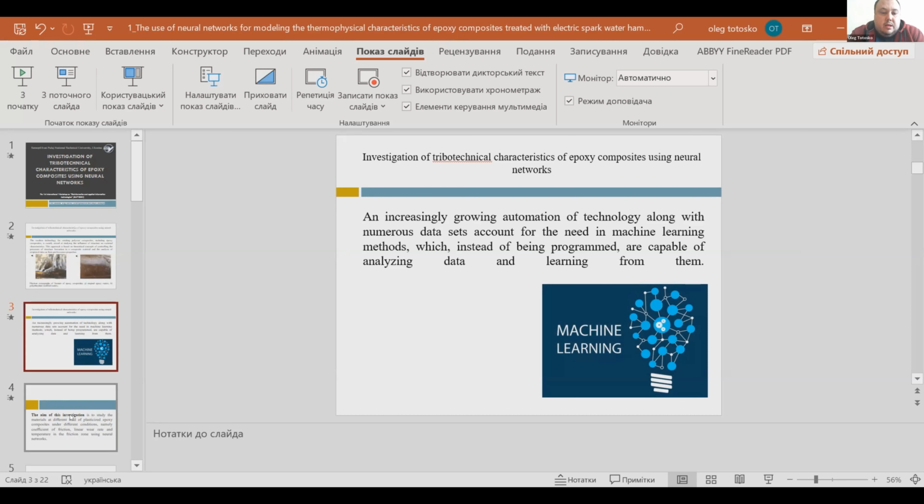The aim of this investigation is to study the materials at different loads of plasticized epoxy composites under different conditions, namely the coefficient of friction, linear wear rate, and the temperature in the friction zone, using neural networks.